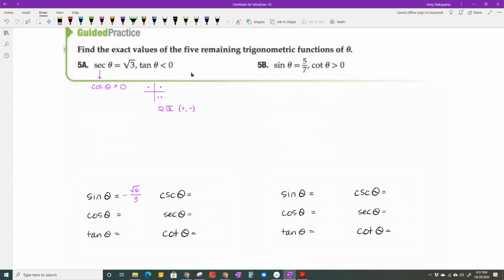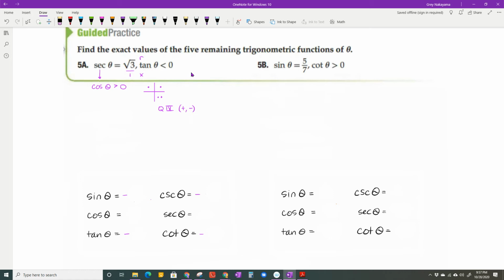Sine deals with the y. Cosecant too. And then they're different, so that means tangent and cotangent are also going to be negative. So that's an important part of the problem. The other part is actually going and getting the value. What you have to remember is secant is 1 over the cosine. Cosine is x over r, so you flip it to get the secant, which is going to be r over x. So think about the square root of 3 being over 1.